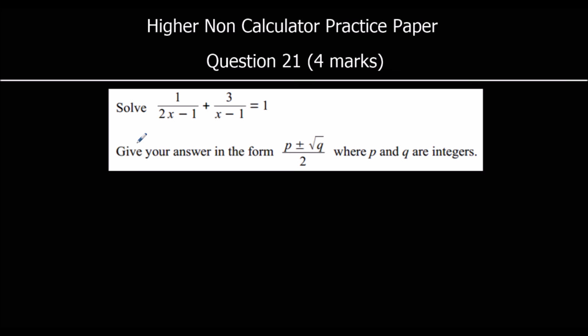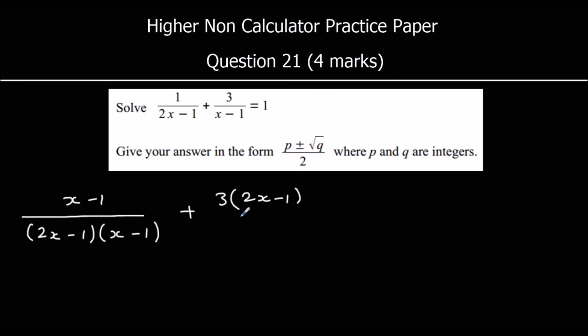let's add the fractions first. To add fractions, we need to make the denominators the same. So I'm going to times top and bottom of my left fraction by x minus 1, and the top and bottom of my right fraction by 2x minus 1. So we're going to have 1 times x minus 1 is just x minus 1 over 2x minus 1 times x minus 1. And we're timesing the right fraction by 2x minus 1, top and bottom.